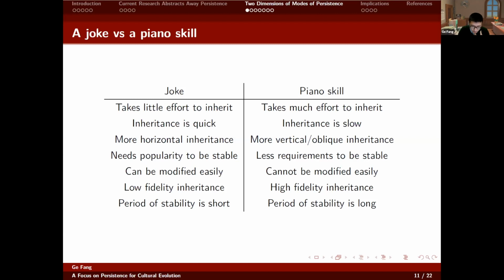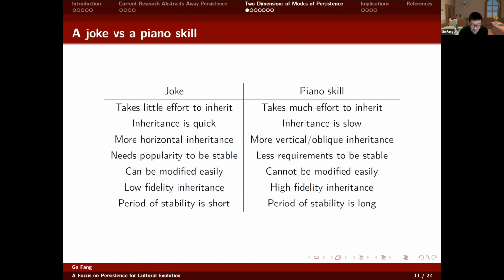Because of such differences, jokes often transmit from peer to peer, whereas a piano skill is usually inherited across biological generations. A joke needs to gain a lot of popularity in order to remain stable, whereas a piano skill can be inherited stably in a linear manner within a very limited pool of pianists.